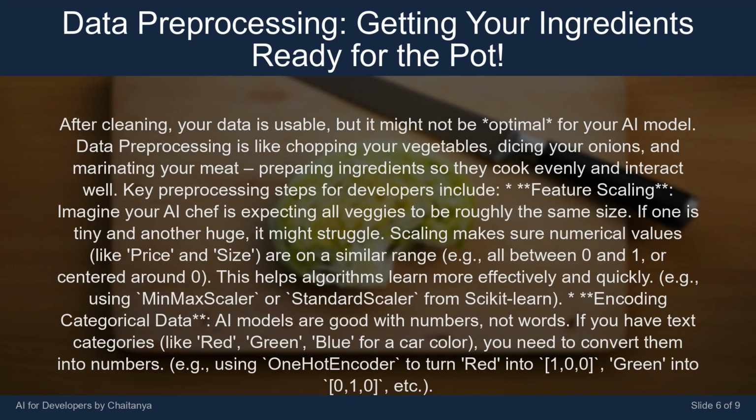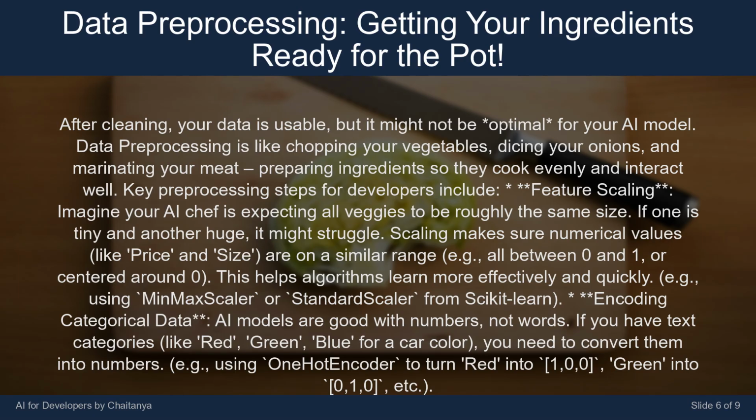After cleaning, your data is usable, but it might not be optimal for your AI model. Data preprocessing is like chopping your vegetables, dicing your onions, and marinating your meat, preparing ingredients so they cook evenly and interact well. Key preprocessing steps for developers include feature scaling. Imagine your AI chef is expecting all veggies to be roughly the same size. If one is tiny and another huge, it might struggle.